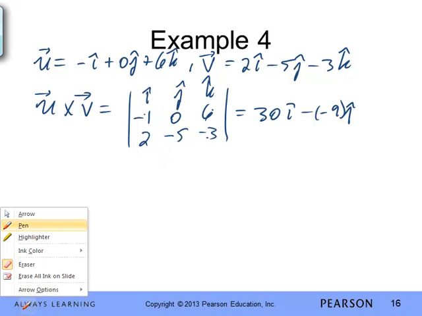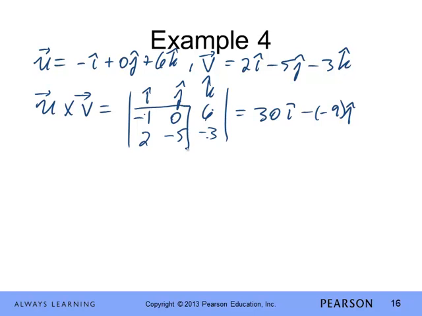Moving over to k hat here. Here's the minor for k hat. Go ahead and take negative 1 times negative 5, which is 5, minus 2 times 0, which is 0, so it's just going to be 5. So plus 5 k hat.